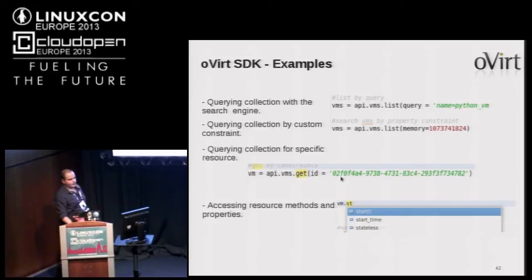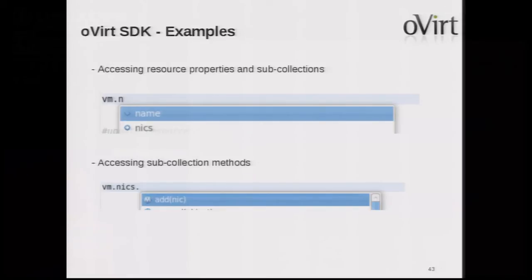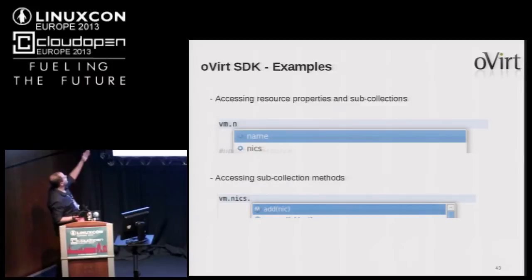You can ask to get a specific VM, and then you can start it, for example, using vm.start. Again, it's all auto-completion, depending on your environment. If you prefer VI, then I can't really promise that. But anyway, you can access different properties on the VM, for example, the name of the VM, or access a sub-collection. For example, I would like to add a new NIC to the VM, so I access the NIC sub-collection, press add, passing the required parameters. We'll see an example for that.